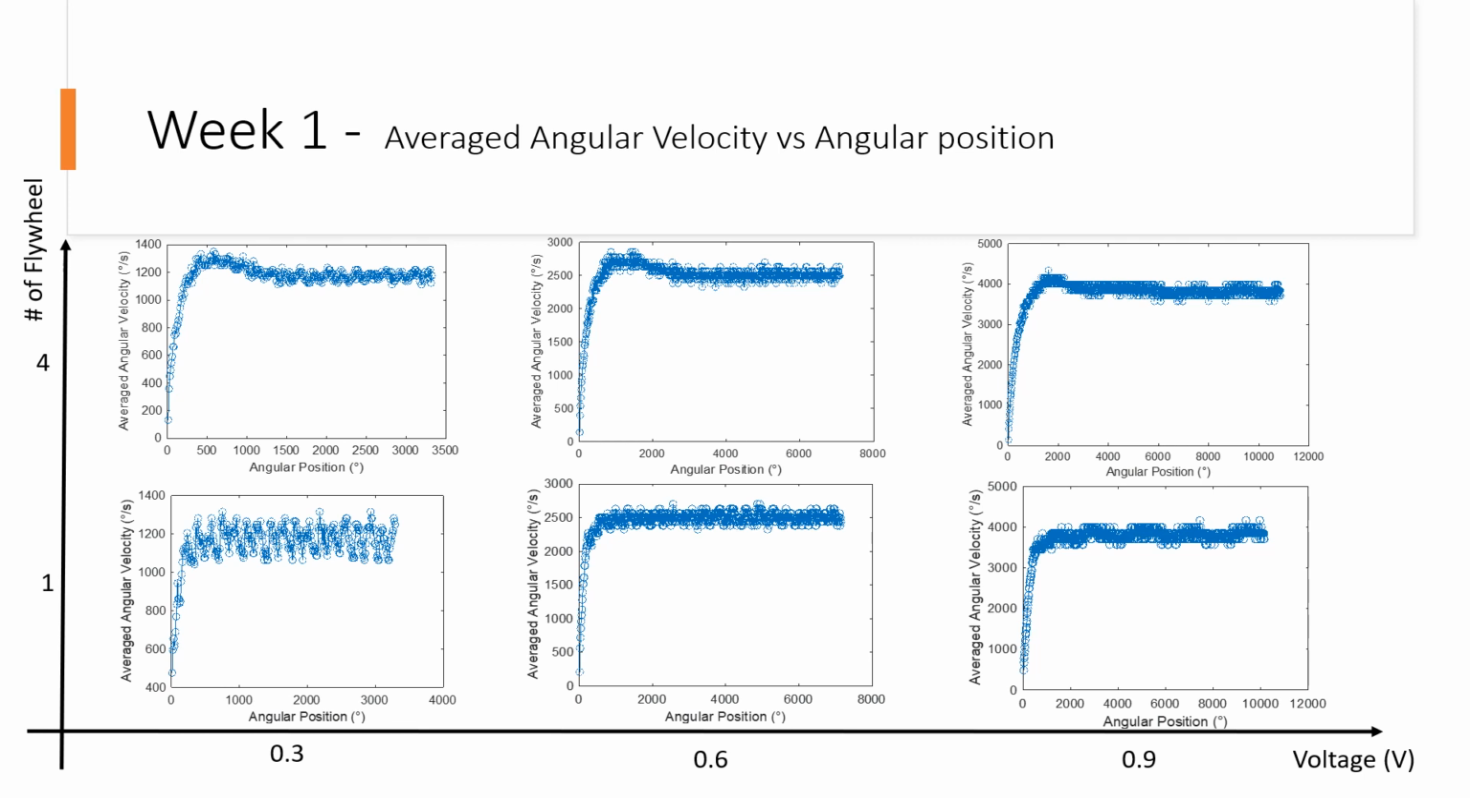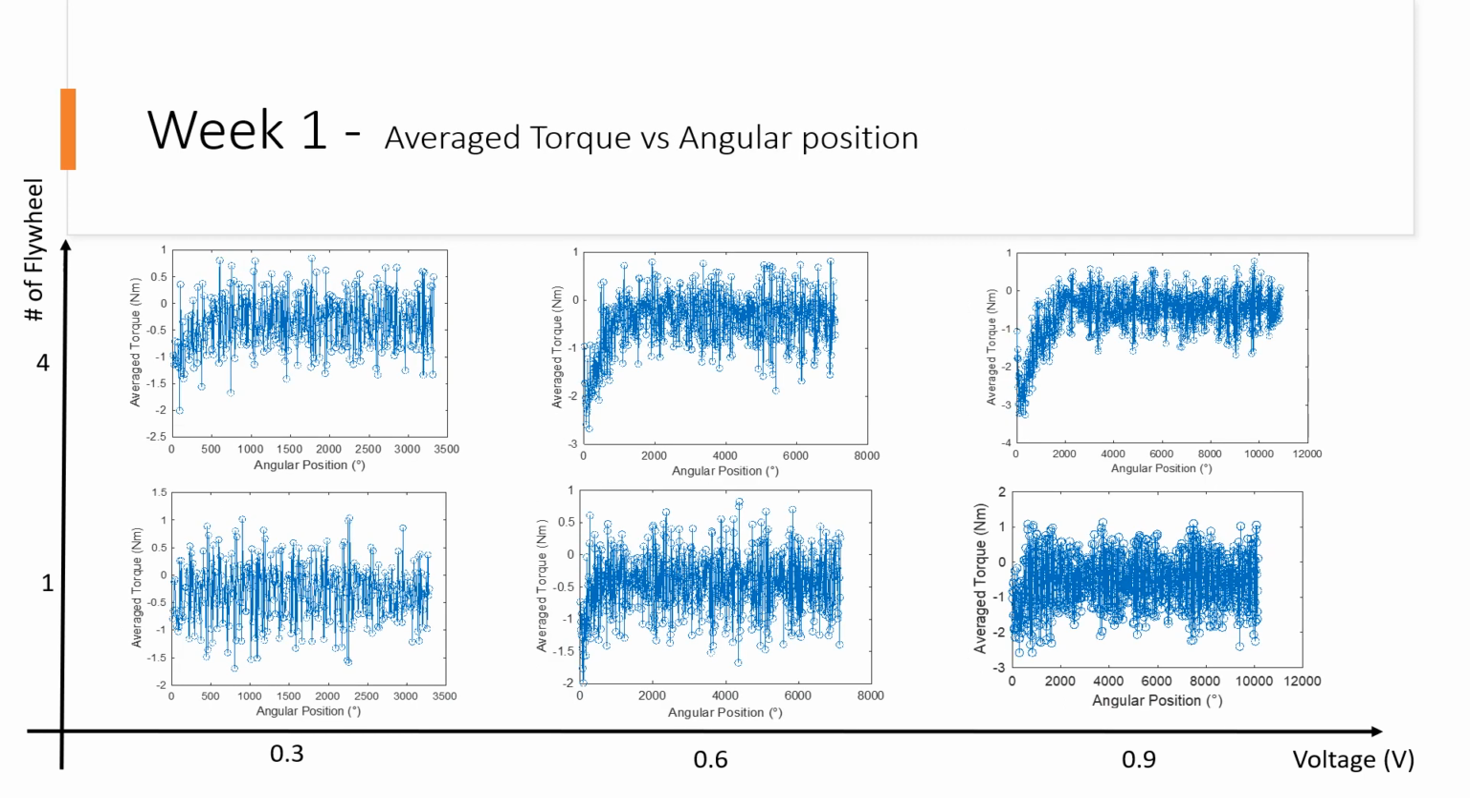This is the plot of averaged angular velocity versus angular position in the xy plane. This is a plot of average torque versus angular position represented in the xy plane, similar to the previous slide.